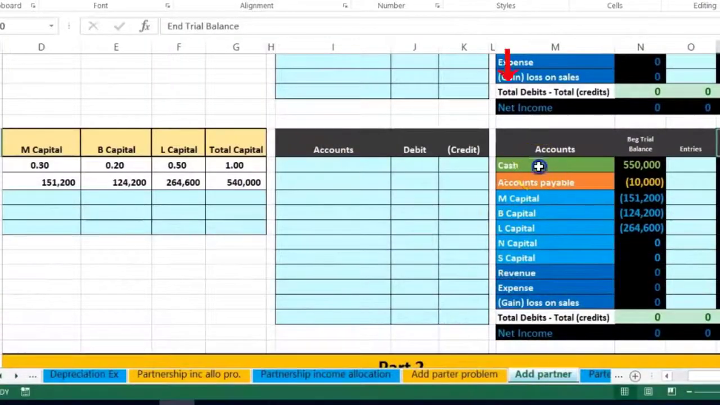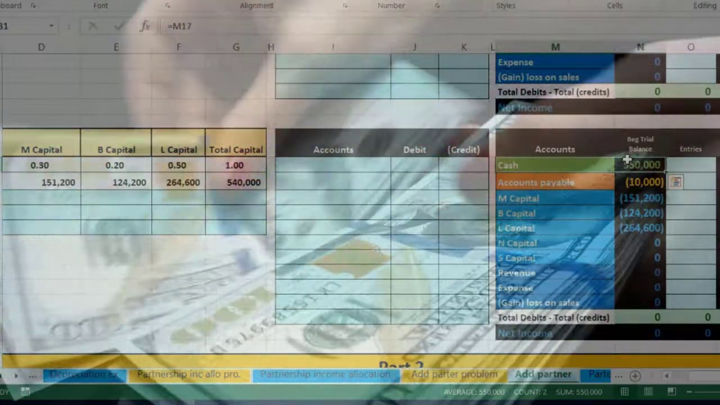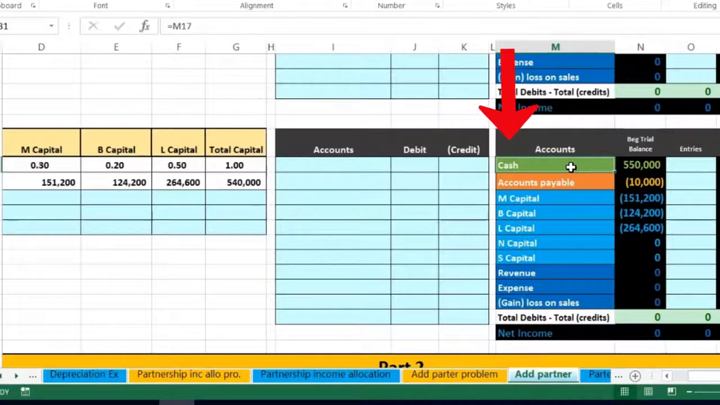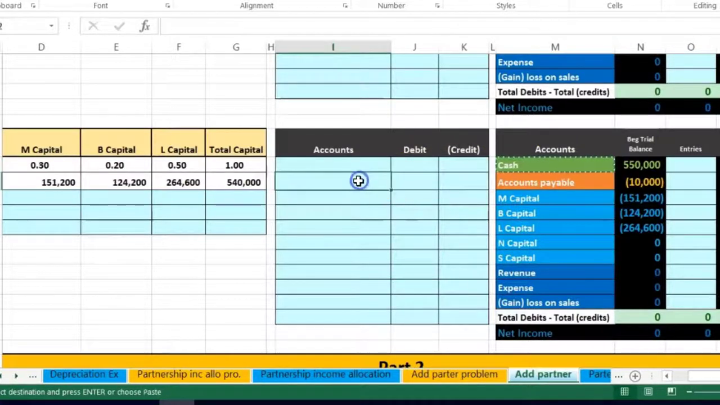So first question, is cash affected? And yeah, cash is affected because the partnership is once again paying B to pay off and buy the capital interest in this case. So cash is going to go down. Cash is a debit balance. We're going to make it go down by doing the opposite thing to it, which in this case would be a credit. So I'm going to copy cash. I'm going to put that in the second account.